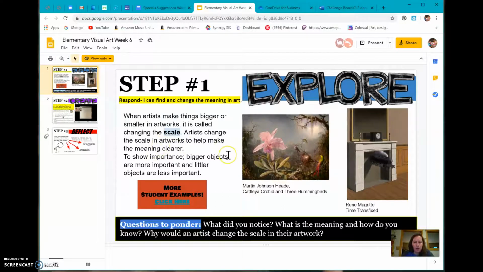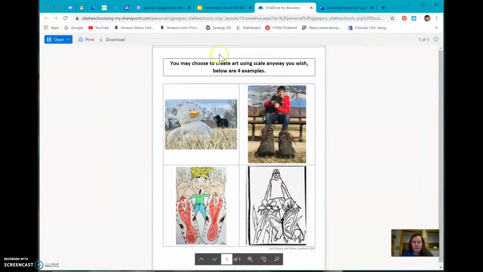Okay, so you can also click here, and that's going to give you some examples of art where people have played with scale. So looking here, you see this stuffed animal duck next to this tiny little real dog. Over here, you've got this guy sitting on a bench with giant feet. Okay, that picture was taken because this guy was farther away and these boots were right up close to the camera when they took it.